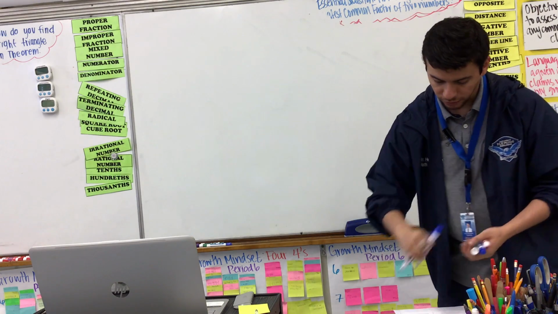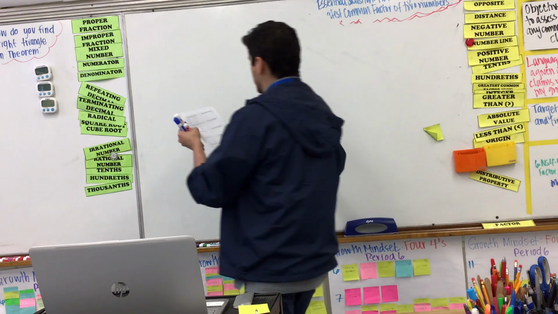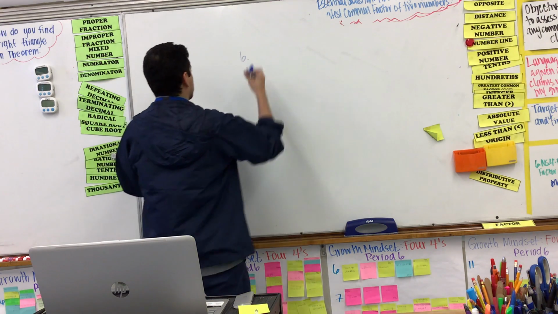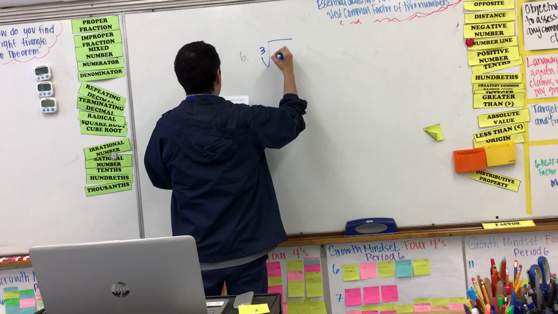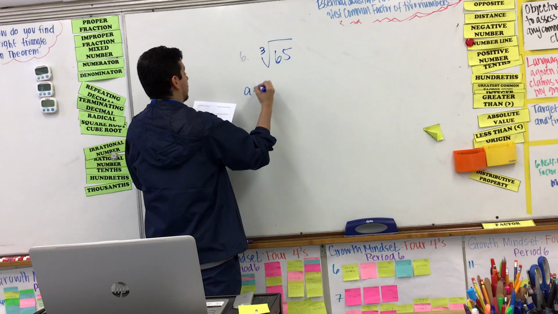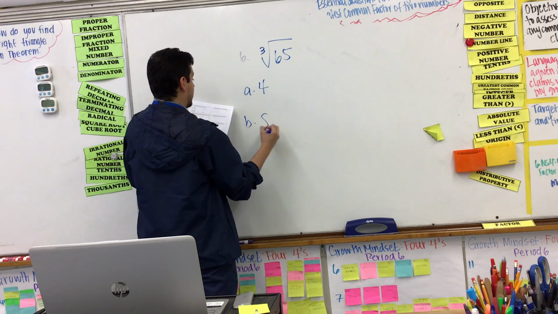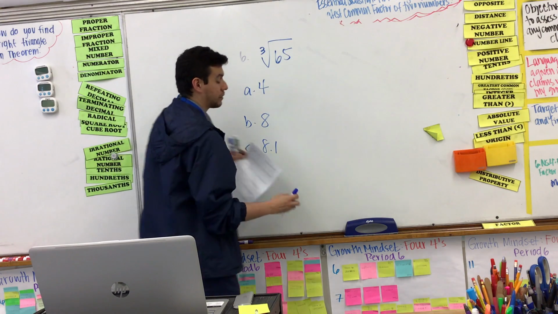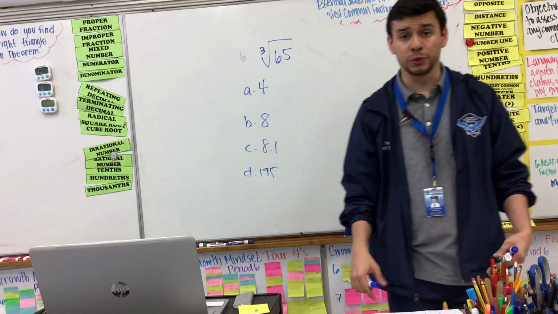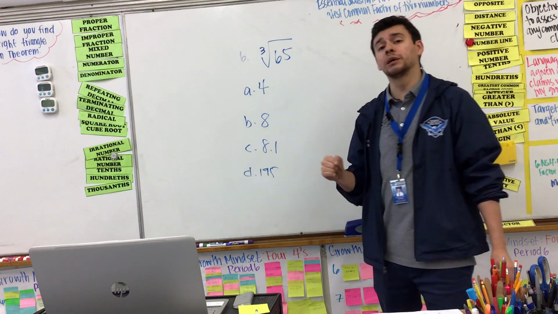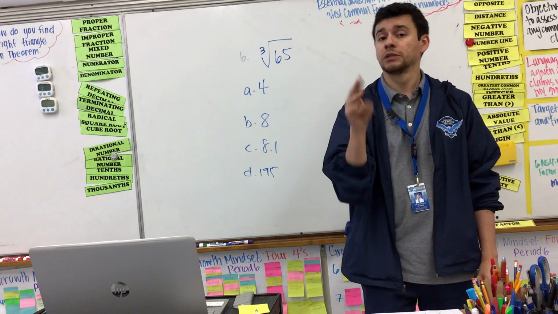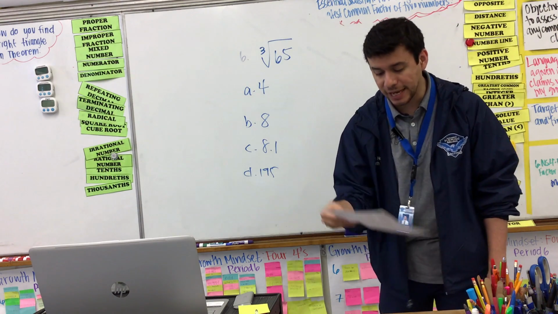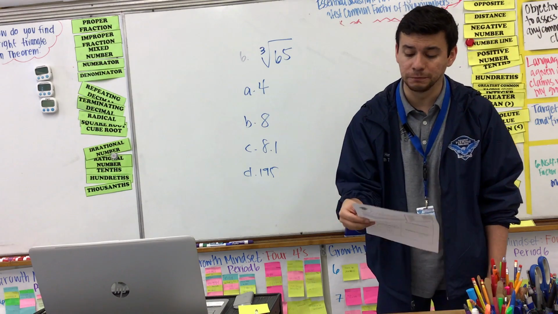Number 6. Which is the closest approximation to the value of, oops, you can't see that. This is a cube root of 65. They give you A is 4, B is 8, C is 8.1, D is 195. So, this is a cube root. One number, if you multiply it 3 times, will give you something close to 65. Because they said, what is the approximation?